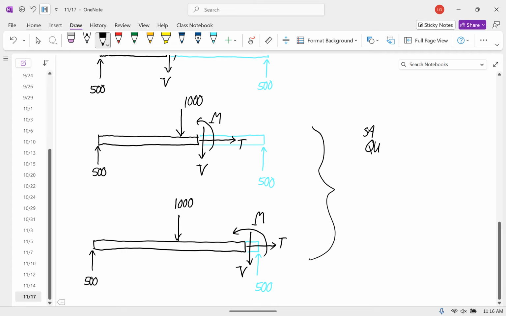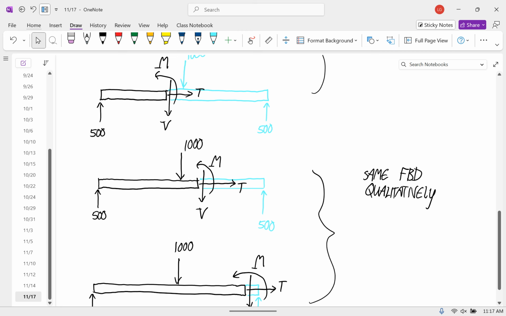Same FBD qualitatively. When you did the calculation, would the internal loads be different? Yeah, the internal loads will be different, but just the look of the free body diagram, what loads are drawn in your free body diagram, are the same for all the things before we get to that 1,000, and they're the same after. Okay.